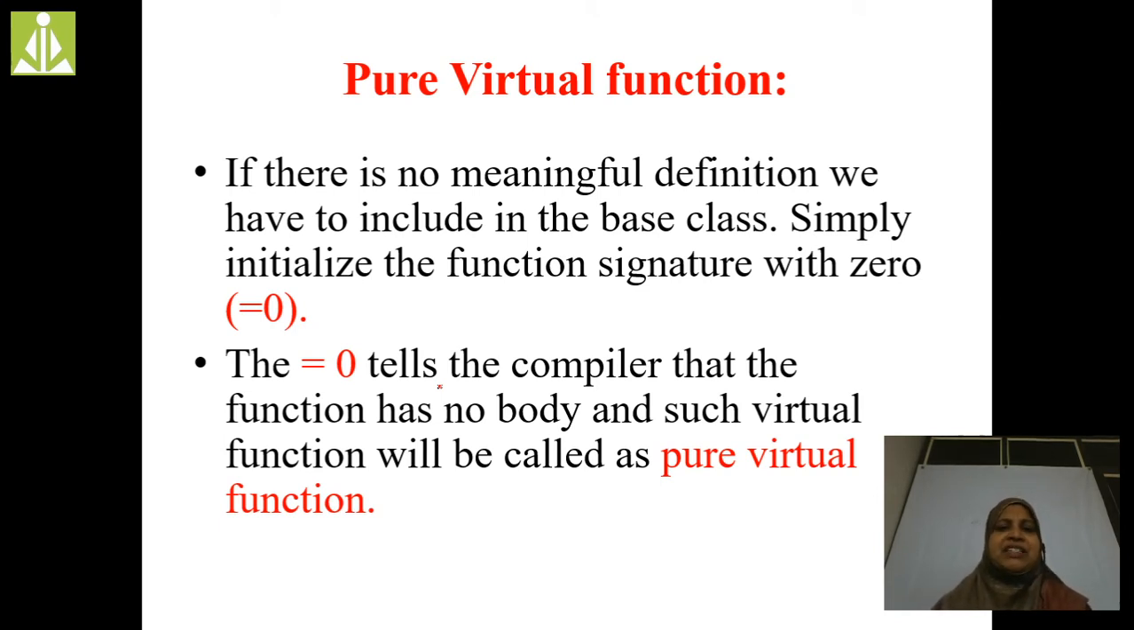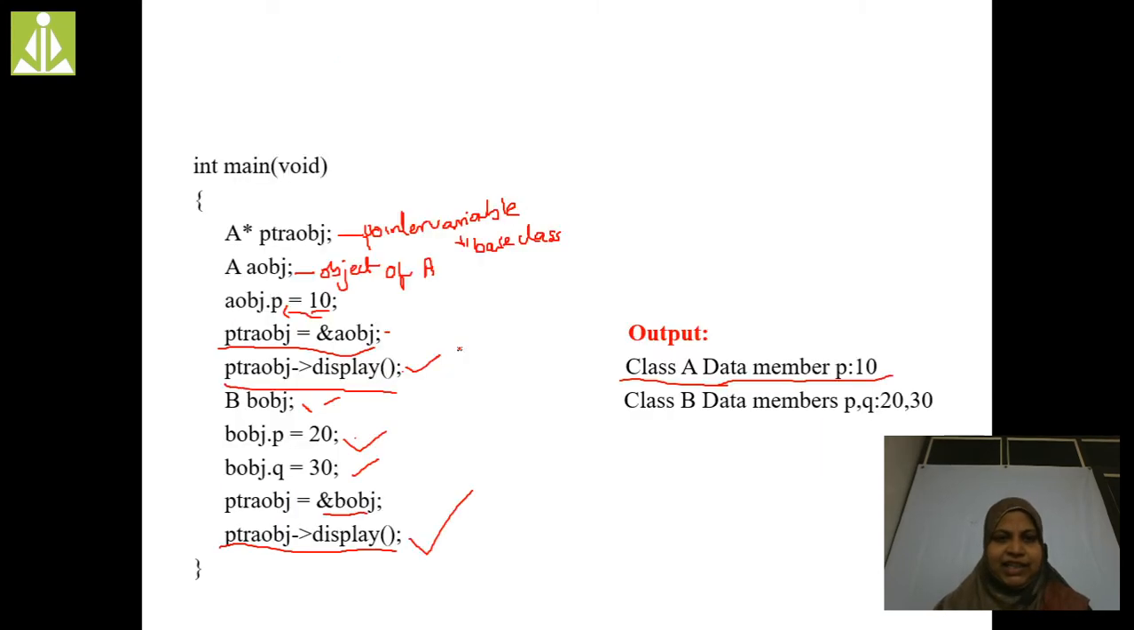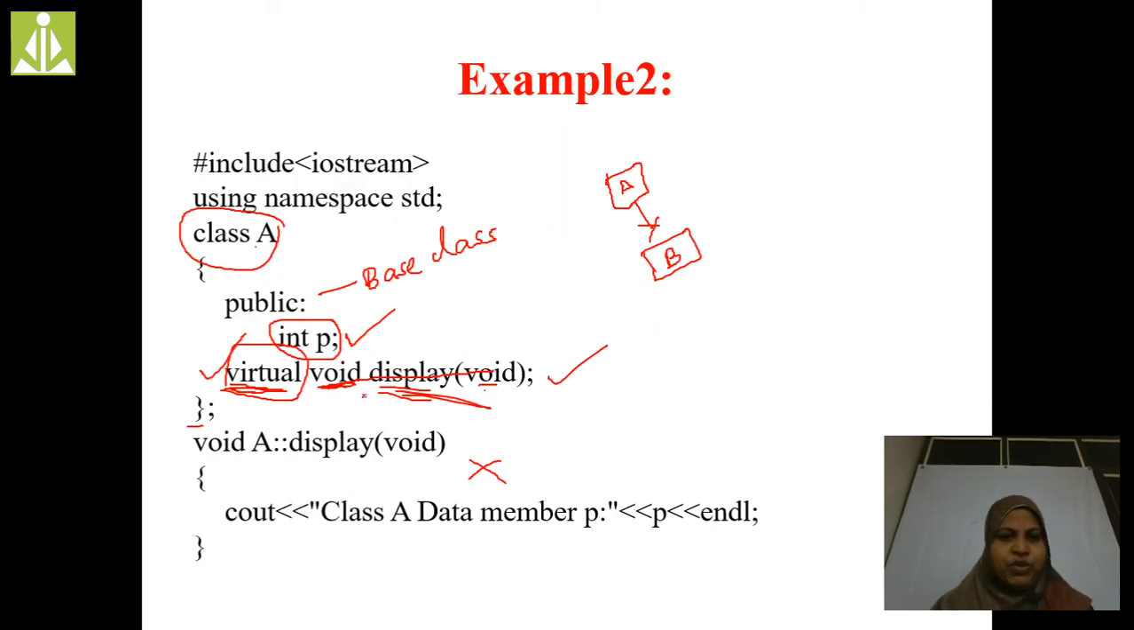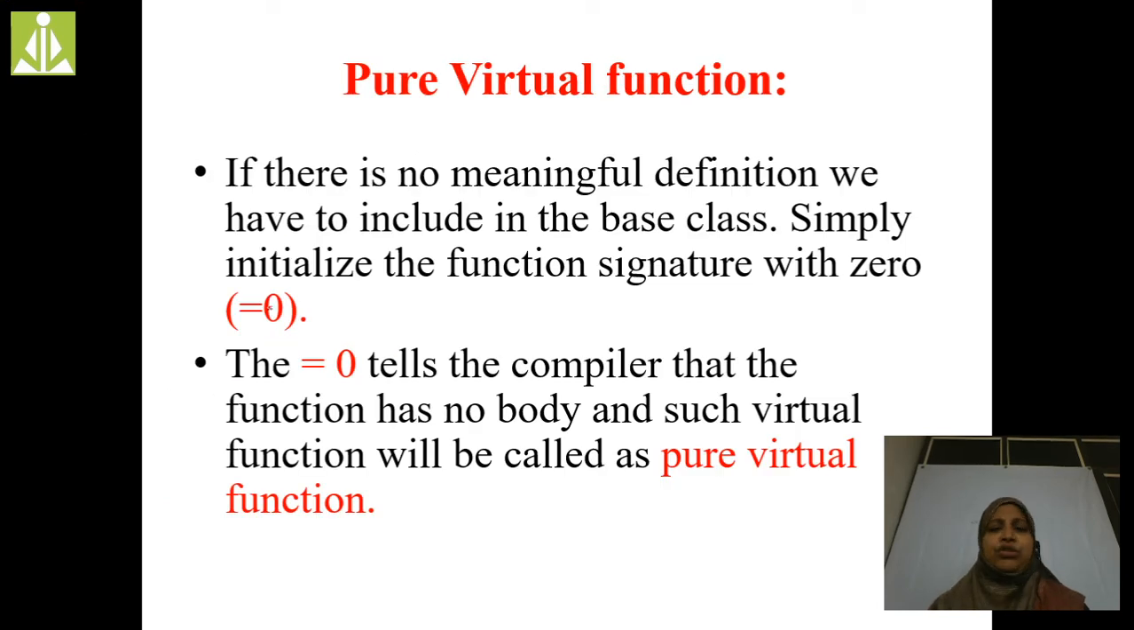Pure virtual function means we are not going to define any statement in the virtual function. Then that type of virtual function is known as the pure virtual function. See here, virtual void display is there. Here outside the class I am defining the virtual function. See, class A data member P. Here, in a pure virtual function, there is no definition present.